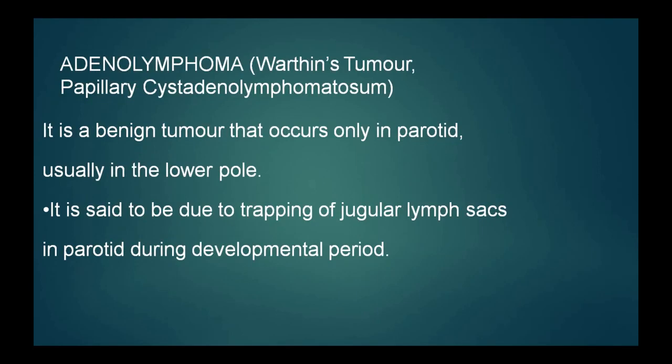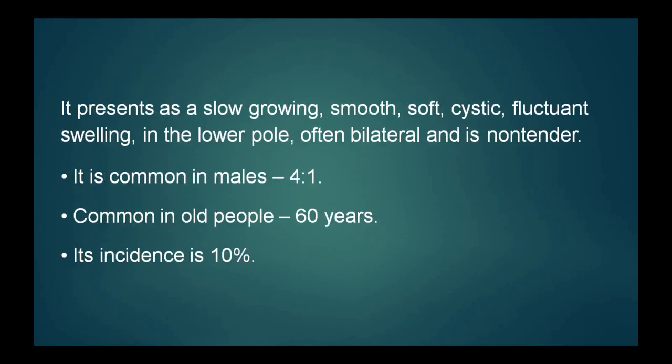Now coming to the second commonest tumor in the parotid gland, that is adenolymphoma or Warthin's tumor, otherwise known as papillary cystadenoma lymphomatosum. It is a benign tumor that occurs only in the parotid gland. It usually occurs in the lower pole of the parotid. It is said to be due to trapping of jugular lymph sacs in the parotid during the developmental period. It presents as a slow growing, smooth, soft, cystic and fluctuant swelling in the lower pole, often bilateral and non-tender.